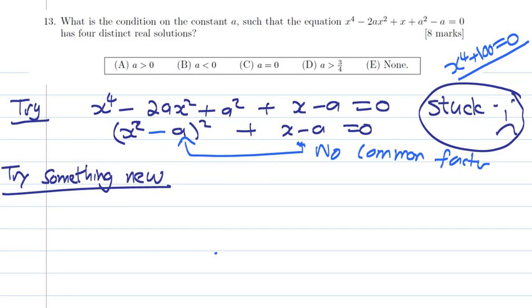There's no point in crying, alright? You gotta move onwards and upwards, alright? So we tried that and we got stuck. So what do we do in science? We try something new. We got to try something new.